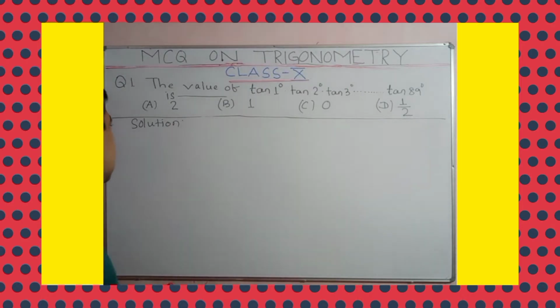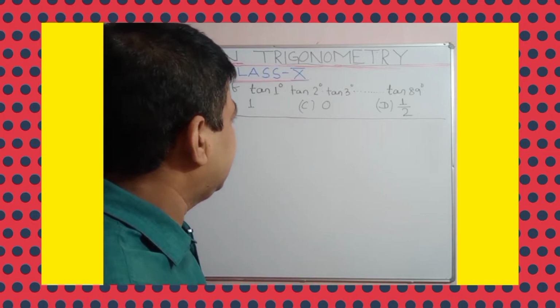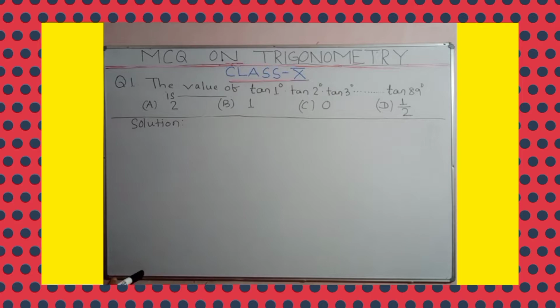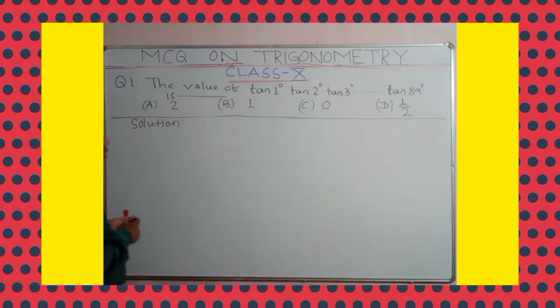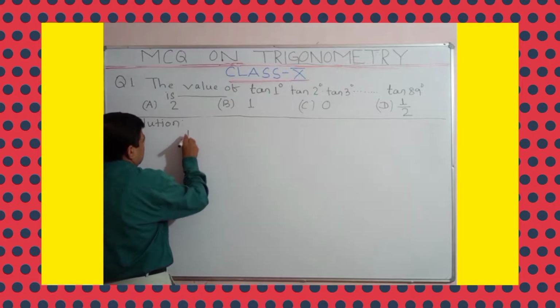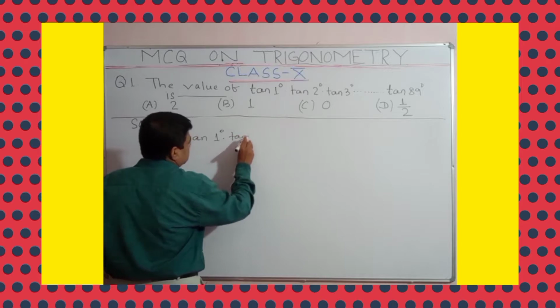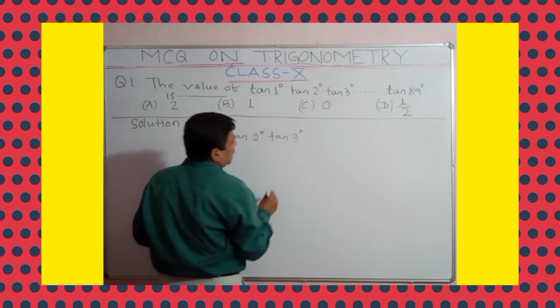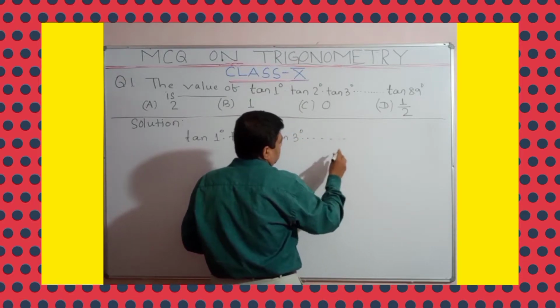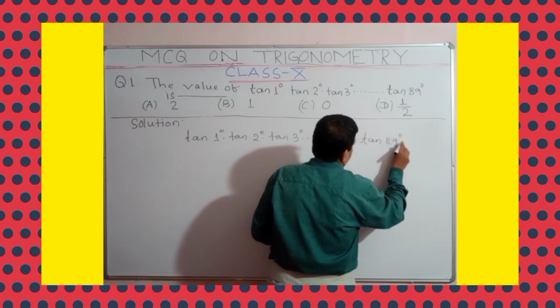The question is: the value of tan 1 degree into tan 2 degree into tan 3 degree up to tan 89 degrees. Option A is 2, option B is 1, option C is 0 and option D is 1 by 2. Understand? It is given tan 1 degree into tan 2 degree into tan 3 degree up to tan 89 degree.